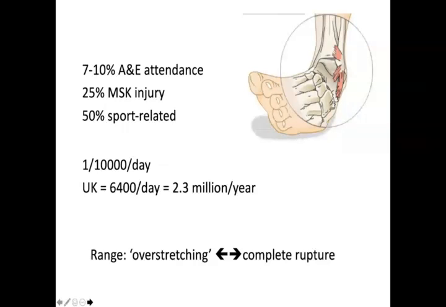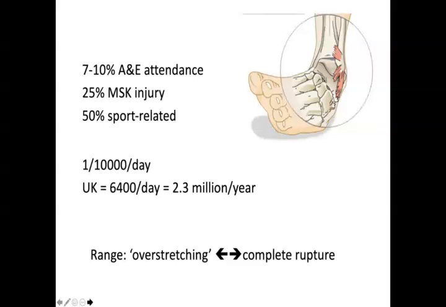So these are common injuries. There are nearly 1 in 10 of all patients who attend the emergency department. They're a quarter of all musculoskeletal injuries, and the vast majority of them are related to sport. So it's estimated that worldwide there are 1 in 10,000 people per day who experience a lateral ligament injury or a syndesmosis injury. So that adds up to a pretty substantial number of injuries over a year.